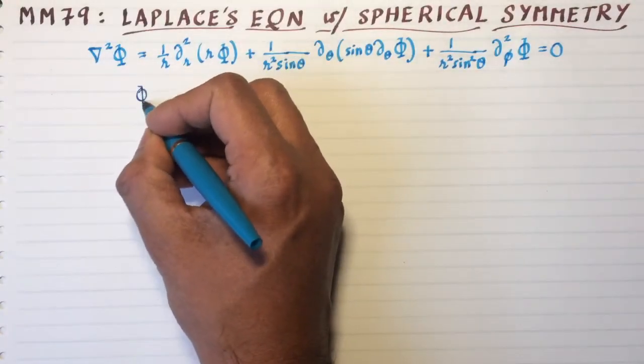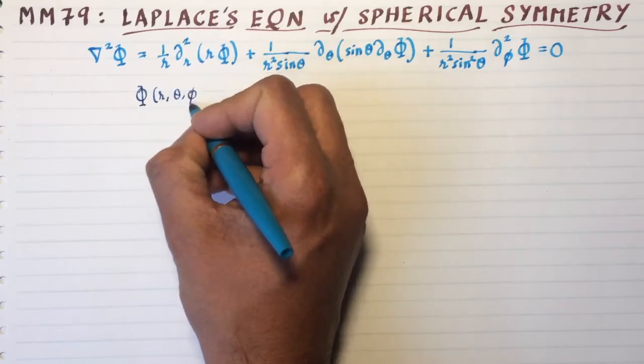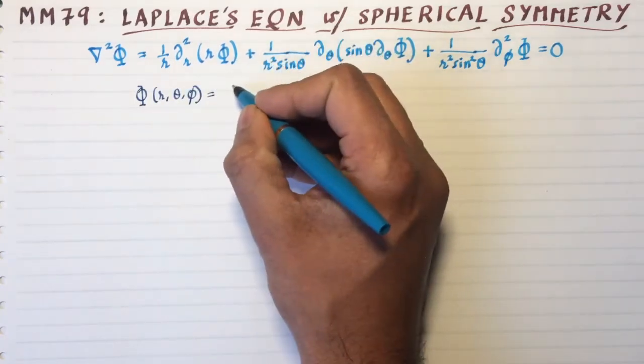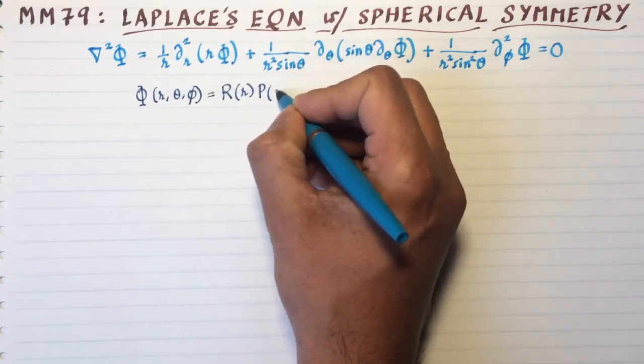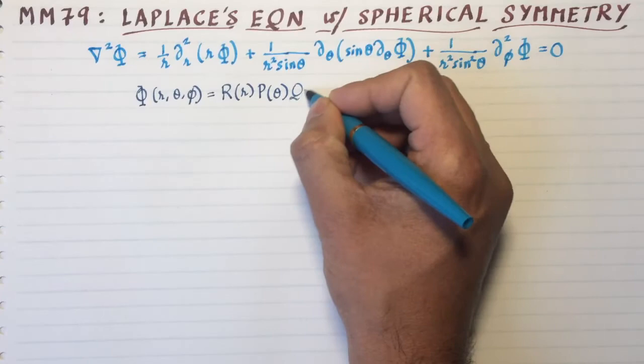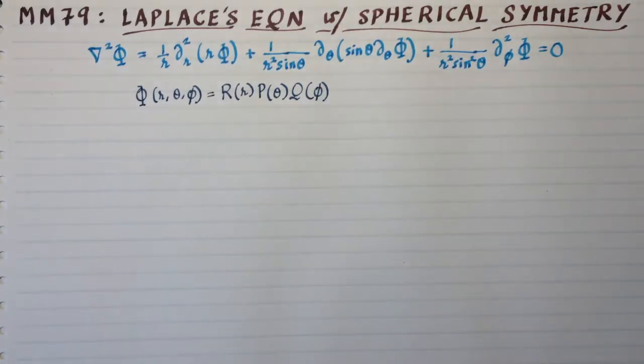So let's try writing capital Phi, which is a function of r, theta and phi, as a function of r alone, a function of theta, and a function of phi. So it's a product of three functions. If there are solutions that are more general than this, then this method will not yield them. But one of the great things about Laplace's equation is the uniqueness aspect of Laplace's solution. If you find one solution that satisfies it, it's the only solution.